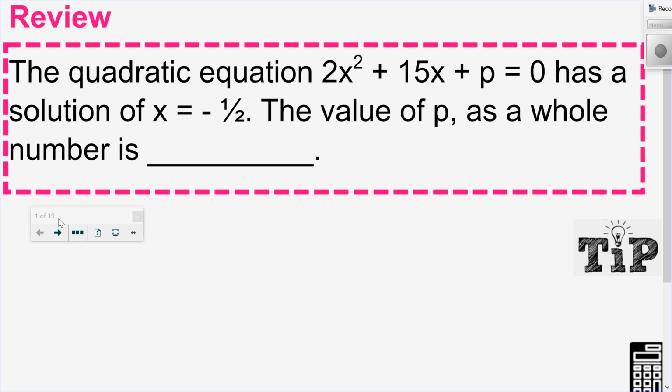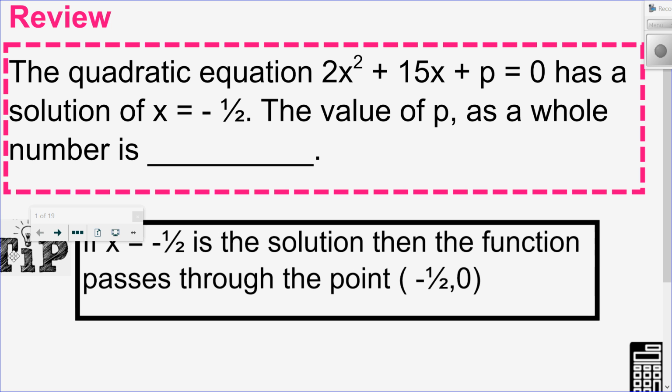The quadratic equation 2x squared plus 15x plus p equals 0 has a solution of x equal to negative a half. The value of p to the nearest whole number is, we have to figure out. So first of all, we have to remember what a solution is. So remember from yesterday's lesson, a solution is a point that the graph passes through, and it is the x-intercept. So that's my very first tip for you.